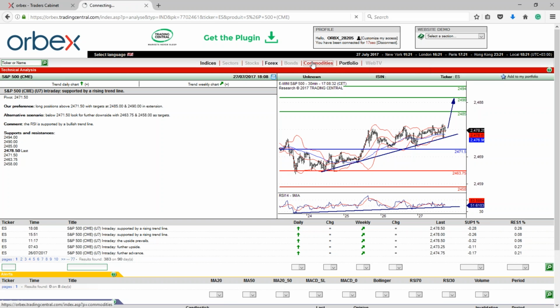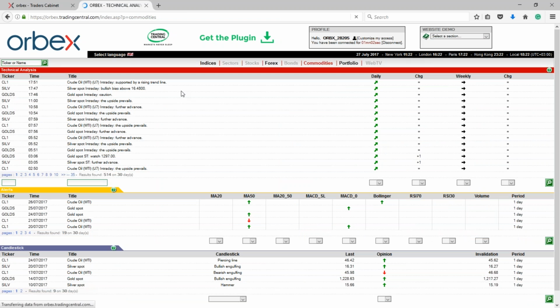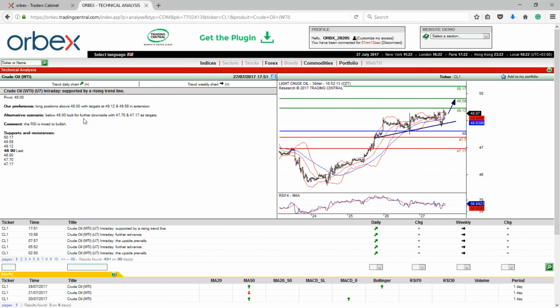You can see that we also have commodities here. So if you're interested in trading gold or crude oil, or if you're interested in simply getting the updates and the analysis, then the same thing applies here. You can see if you click on the intraday updates, they'll give you the same technical update. So again, you always get their preference, you always get the alternative scenario, and then you always get the comment. You also get the chart which shows how the indicators are moving.